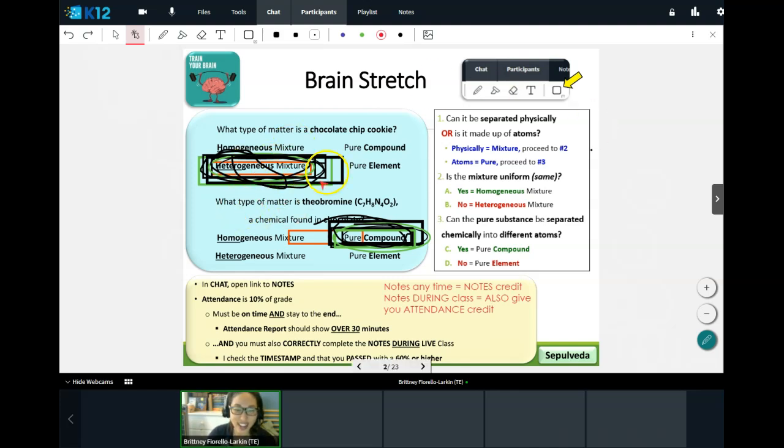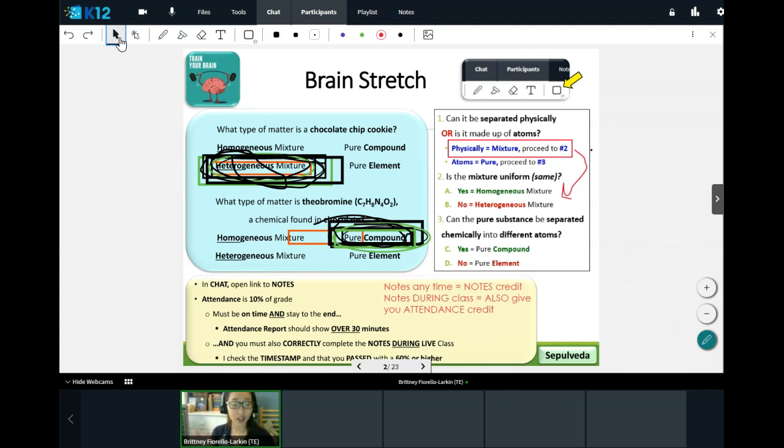All right, perfect. Let's go ahead and start going over these answers. What type of matter is a chocolate chip cookie? Taking a look here, we obviously did not have a chemical formula, so it's not something that is made up of just one type of atoms. So instead, this is actually a physical mixture. Perfect. And taking a look at the two different types of physical mixtures, is it uniform, the same, that would make it homogeneous, or not, that would make it heterogeneous.